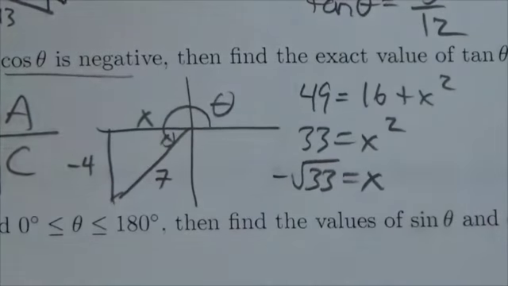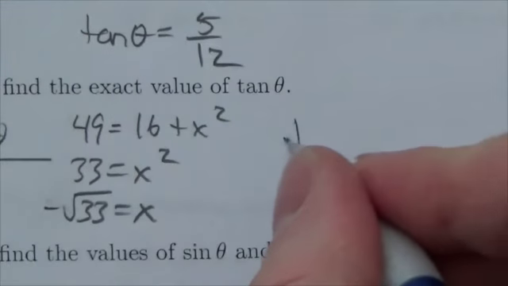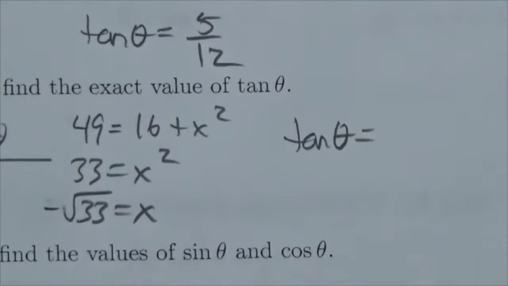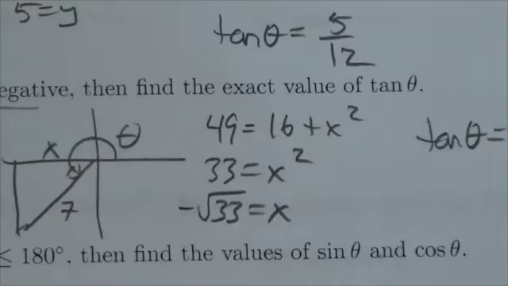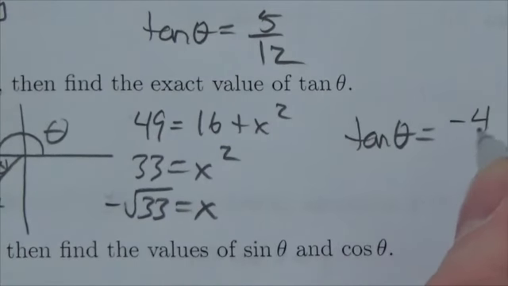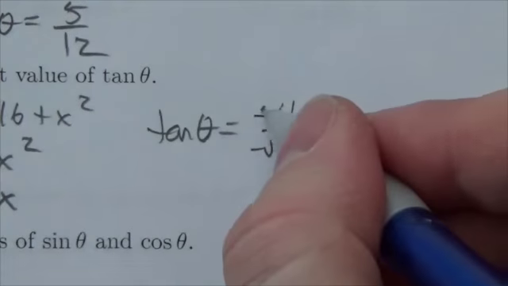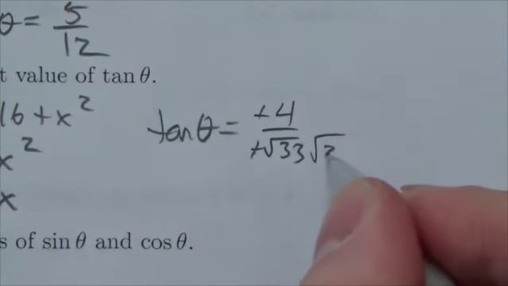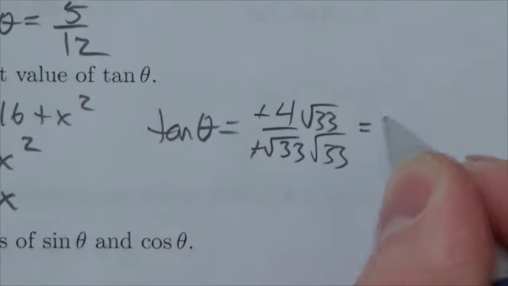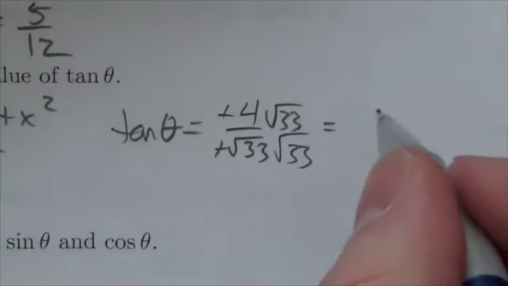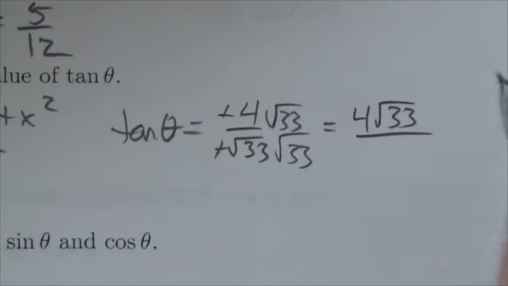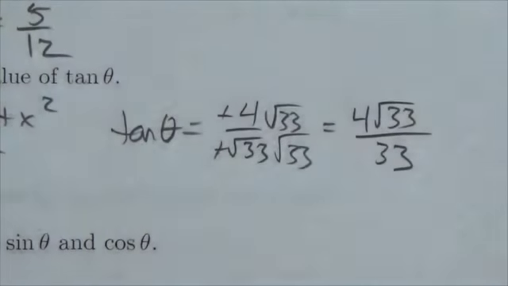Now, I have enough information to find the tangent. Tangent is equivalent to the y-coordinate over the x-coordinate. We already know that y is negative 4, and I just discovered that x is negative root 33. So this is going to become negative 4 over negative root 33. Okay, the negatives will cancel each other out, and then I will rationalize. I might not have to do that later on, but for now it's not a bad thing to practice rationalizing. And we get that the tangent of theta is equal to 4 root 33 over 33.